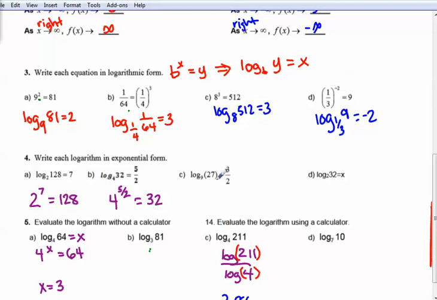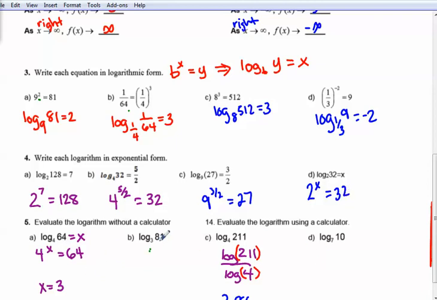Okay, to write in exponential form, start with a base of 9. The answer is the exponent, and that's going to equal 27. Start with a base of 2. The answer is the exponent, and that equals 32.